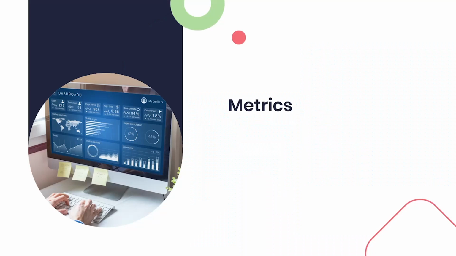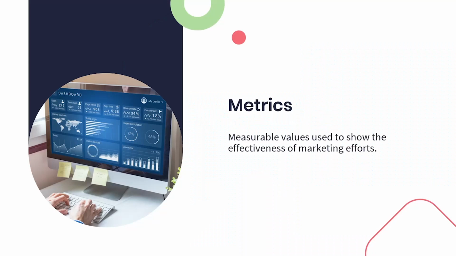And then we have metrics, another very big one. This is a measurable value used to show the effectiveness of marketing efforts. If your objective was to get traffic to your website, how would you know this is actually achieved? Well, by measuring the links clicked on, for example. This would be considered a metric, and we can use that information in order to gain certain metrics that we need to measure performance with.